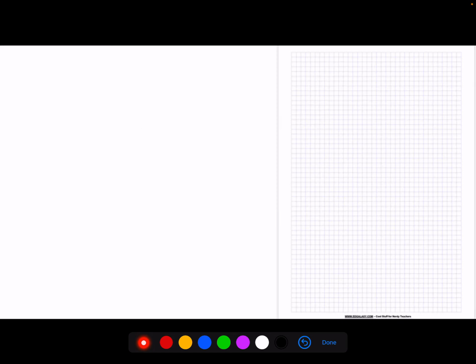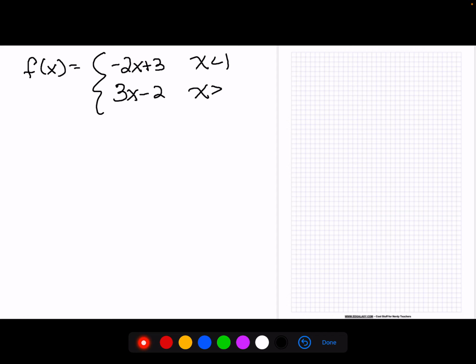All right, let's do an example. Let's say we have f of x equals negative 2x plus 3 for x less than 1, and then 3x minus 2 for x greater than or equal to 1. Those two pieces, you might recognize when they stand alone as two linear functions. But we're going to put them together and have each piece only exist in certain parts of the domain. So once this is graphed in its entirety, it'll still pass the vertical line test. Nothing will overlap.